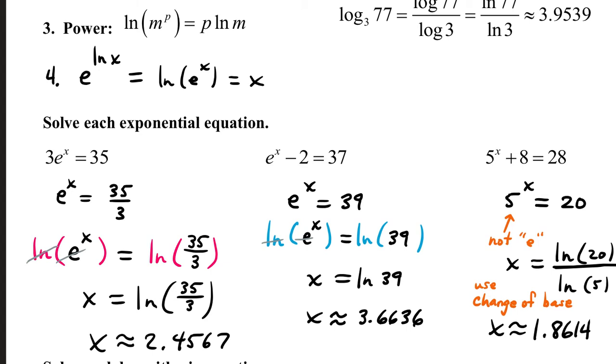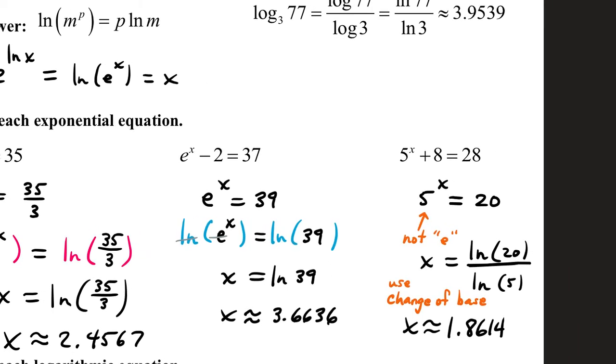Our final example, 5 to the x plus 8 equals 28. Let's isolate our exponential term. Subtract 8 on both sides. 5 to the x equals 20. Now note, this time our base number is not e. That's okay. We can get around that using the change of base formula. So we have a base number of 5.